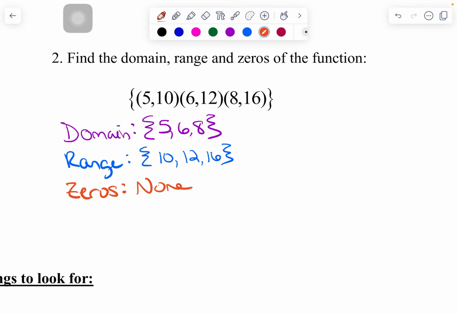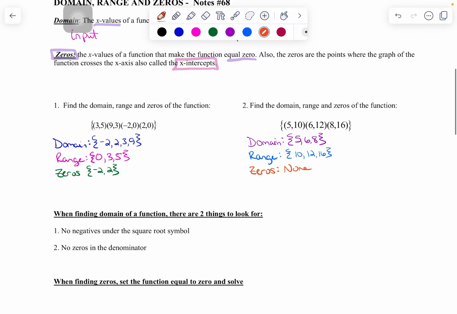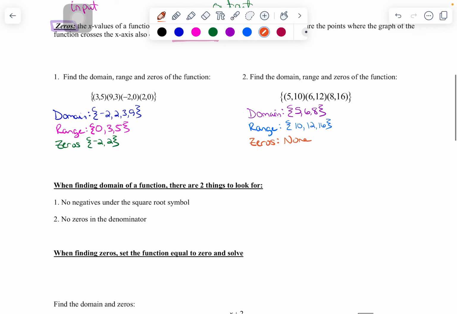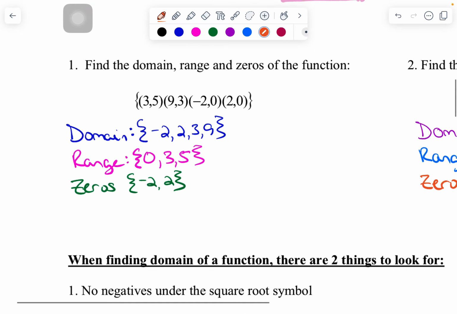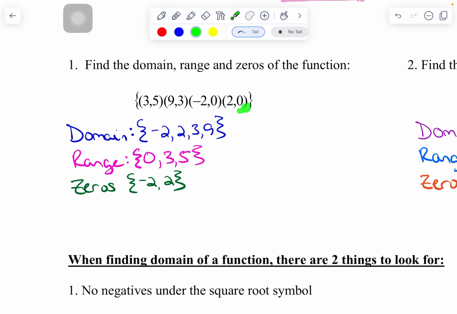All right, so that's what happens if I give you ordered pairs. You simply look at your x values for domain and your y values for range. And the zeros, I'm going to go back to the first one, are the ordered pairs where you have x-intercepts. Those y values are 0, so the x values are the zeros of the function.